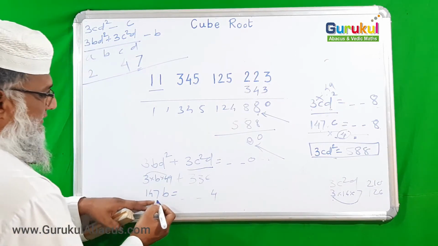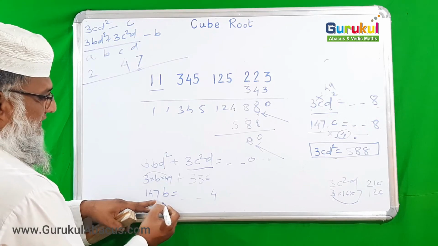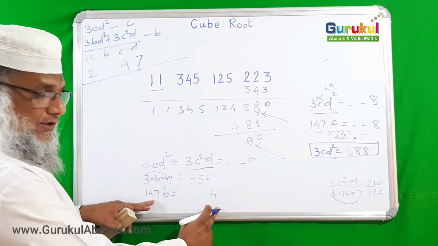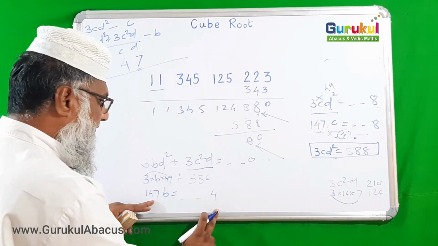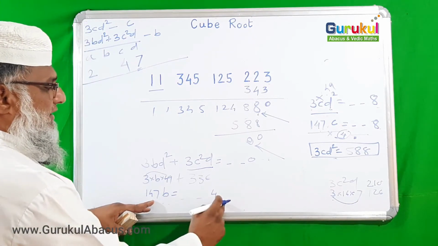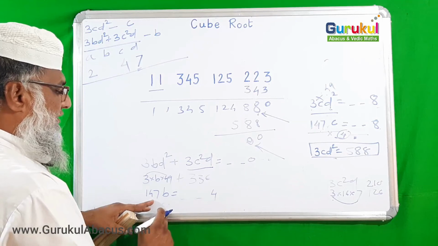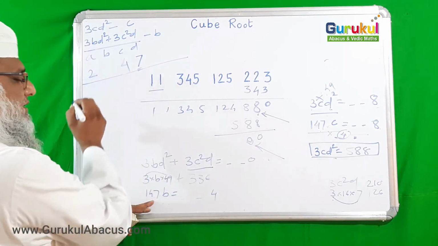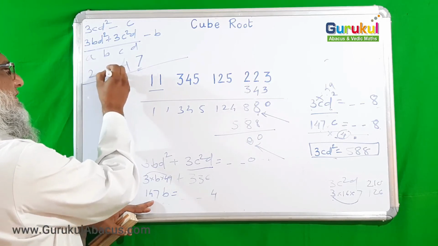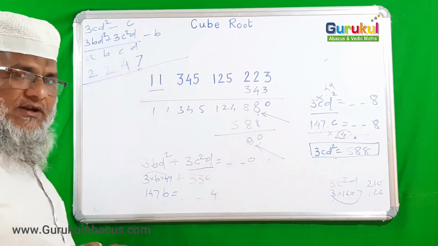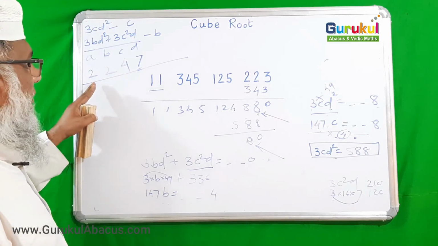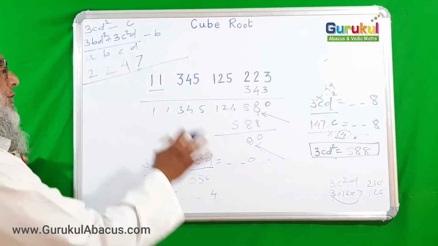Then again we have 7, by what to multiply to get 4? 7 2s are 14. That's it. So our b is 2. This is our answer.